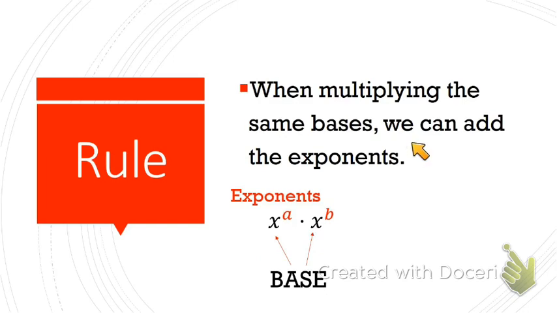To finish out our rule, how we can add the exponents: x to the a times x to the b equals x to the a plus b. The base stays, but the exponents are added together.